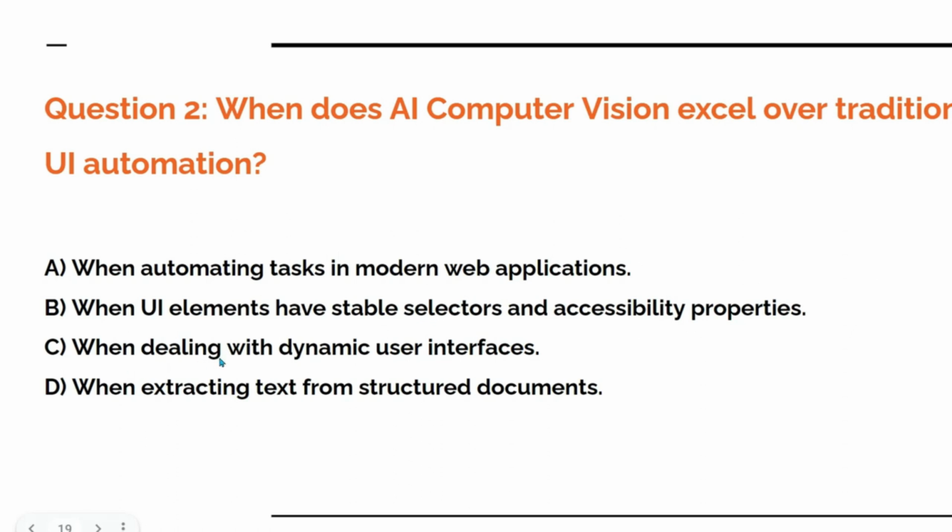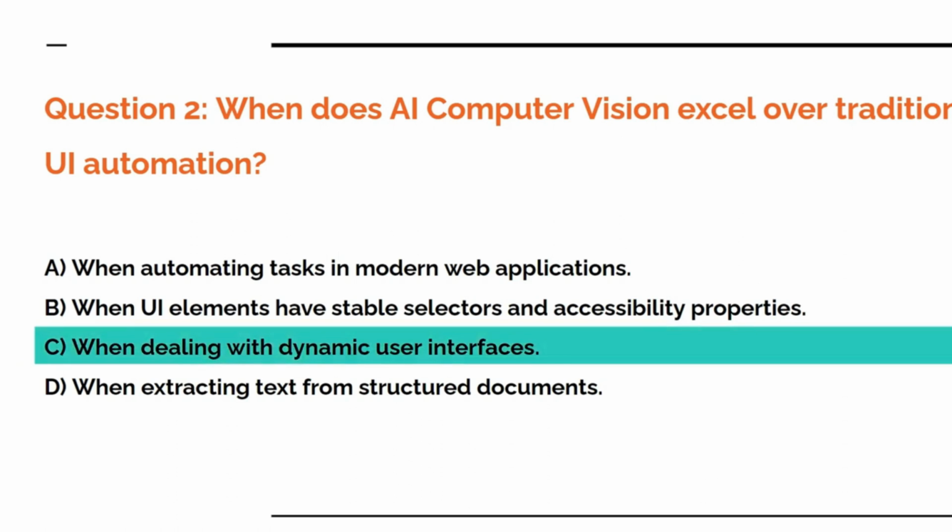C. When dealing with dynamic user interfaces. Option D, when extracting text from structured documents. It's saying structured documents, not scanned documents, so some of the options might confuse you, right? Now tell me when you should go for AI computer vision. Okay, pause now and comment your answer, what you thought. So let me reveal the answer. The answer is when dealing with dynamic user interfaces.